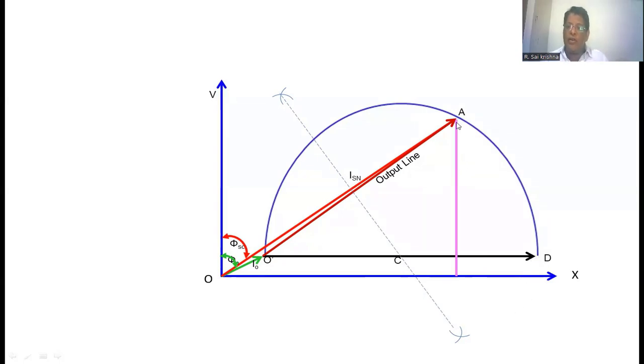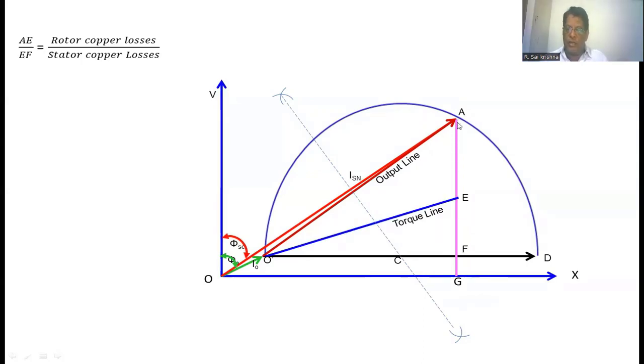Now I have to draw one vertical line from A perpendicular to the x-axis. The length of this vector is representing how much power is taken by the induction motor during the blocked rotor test if we apply the rated voltage. See here, you observe this one. AE, EF and FG. Length FG is representing the constant losses occurring in the induction motor.